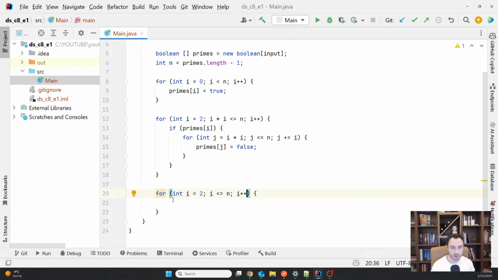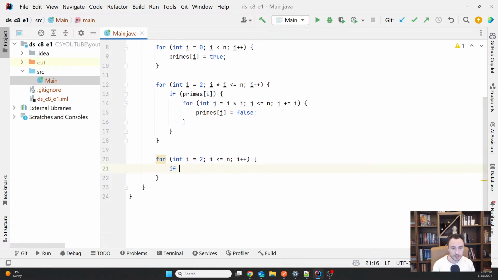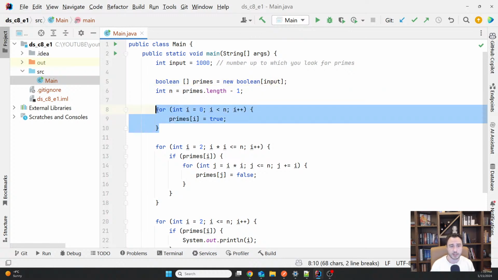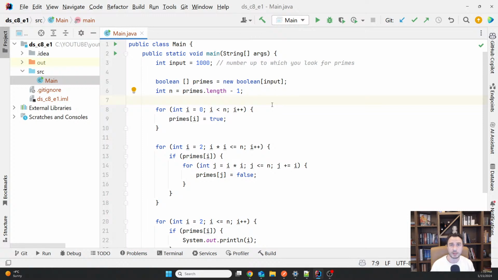And then I'm gonna say if primes of I, if the number is prime, print it out. So I is the number. So remember, basically from this, the indexes represent the numbers we are checking. The value in the array is whether they are or not primes. So true means it's a prime number, false means it's not a prime number. You start by assuming that all of them are primes, and then you eliminate them.